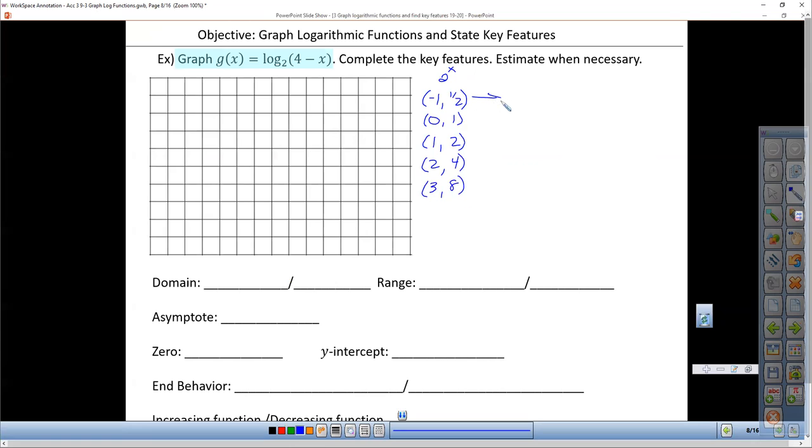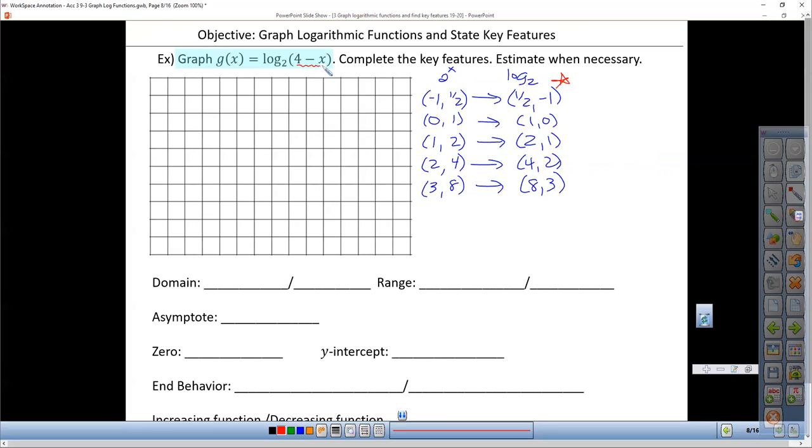So now I'm going to flip those to get my log base 2. So this is going to become (1/2, negative 1), (1, 0), (2, 1), (4, 2), (8, 3). So these will be the key points I'll transform. Now I have to figure out what my transformations are. My a value is 1, so nothing going on there. My k value is 0, so nothing going on there.